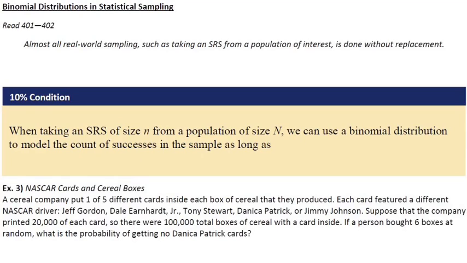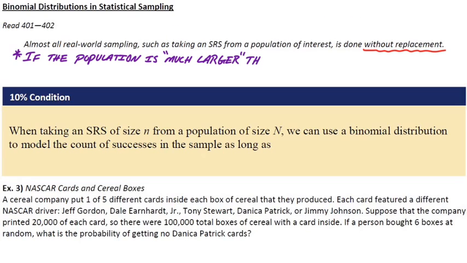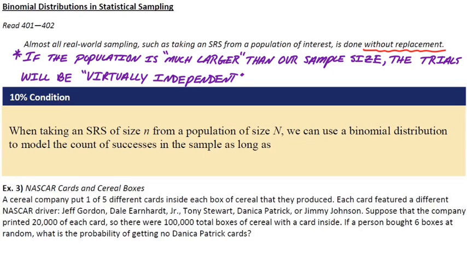Okay, so the last thing I want to feature in these notes is a little bit about the 10% condition and to prove that it works. If we're sampling without replacement, which almost all of the real-world sampling is, people don't use a true SRS, right? They sample without replacement. So the key fact is that if the population that we're sampling from is much larger than our sample size, and when I say much larger, I mean at least 10 times larger than our sample size, the trials will be virtually independent, and by that I mean to a few decimal places, the answers will be the same.